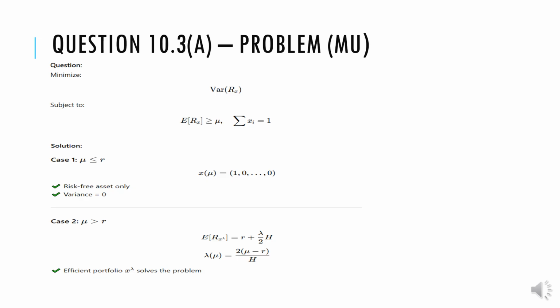Second, if mu is greater than r, we use the formula for expected return of efficient portfolios. We solve for lambda such that expected return equals mu. This gives us lambda as 2 times (mu minus r) divided by h. The efficient portfolio corresponding to this lambda is the optimal solution. So the problem reduces to choosing the right efficient portfolio.